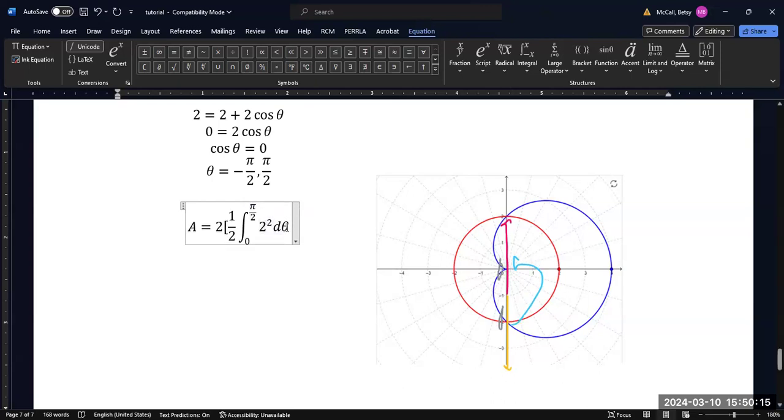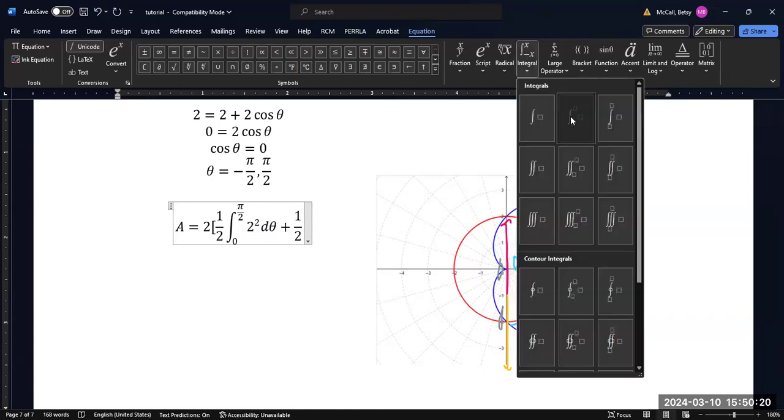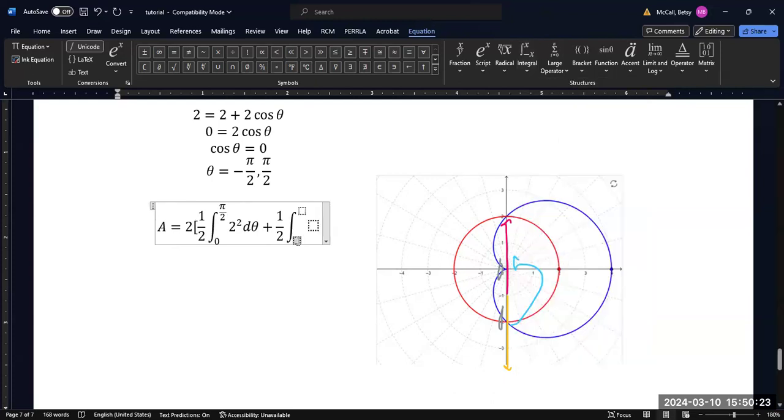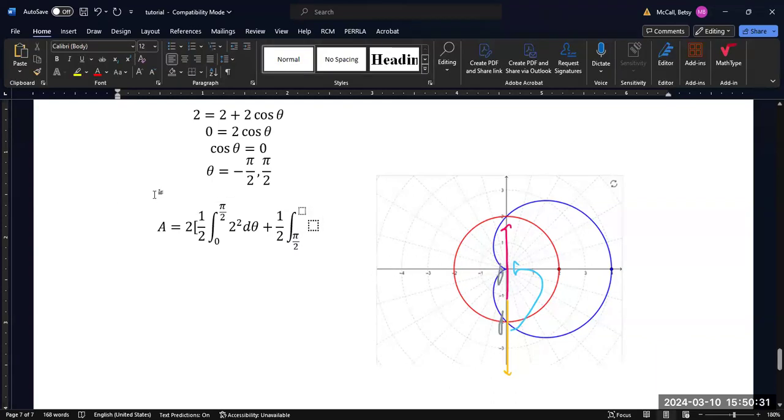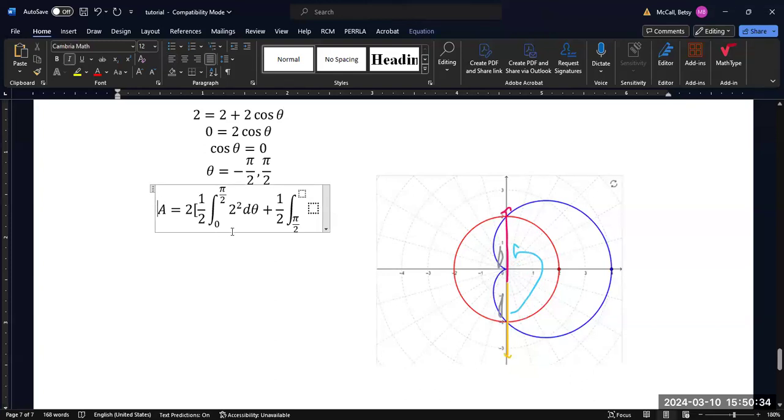And then that's the 1/2, the one section. And then we will have a separate one. And here we're going to pick up at pi over 2. And if we're only going down to the x-axis, then we're going to go to pi. And the boundary for this section is going to be the cardioid squared.